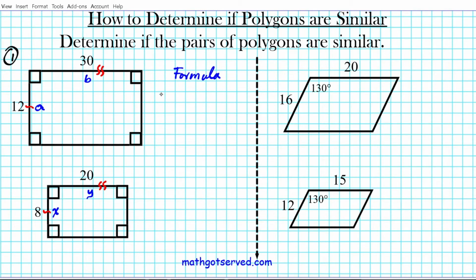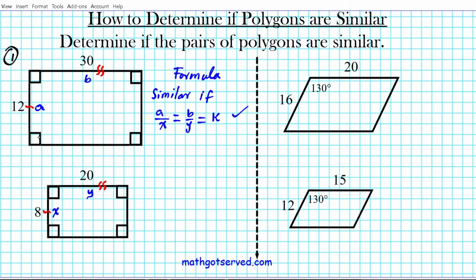All right, so basically, let's change the color here. Similar if A over X, the left side, is equal to B over Y, the tops. If they are equal to the same number, then that means that they're similar. If not, then they're not. All right, so let's go ahead and do that.